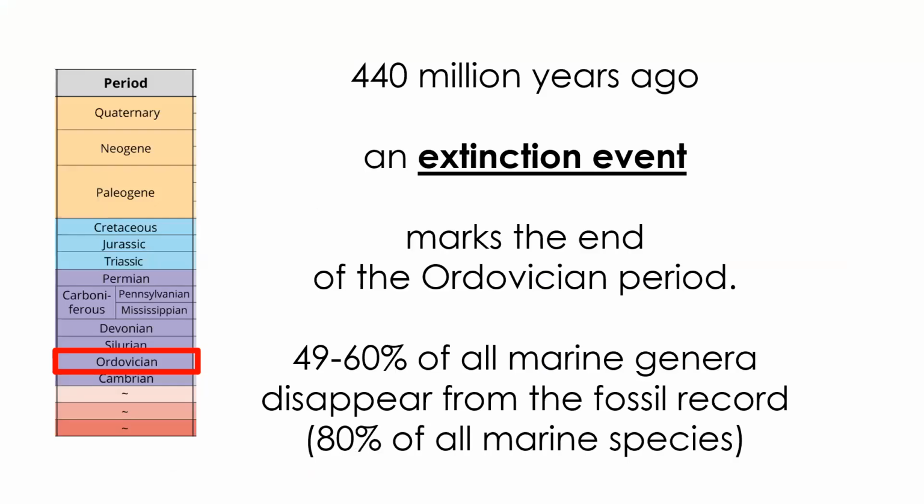We think there was a big cooling event that basically killed off roughly 60% of marine genera, which means 80% of marine species disappear and we don't see them anymore. So this extinction event, that's what we're choosing as our boundary between the Ordovician period and the Silurian period.